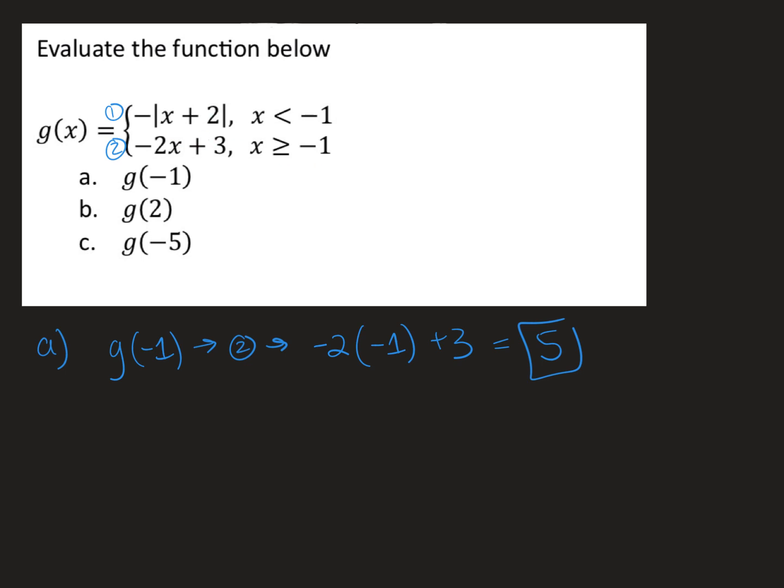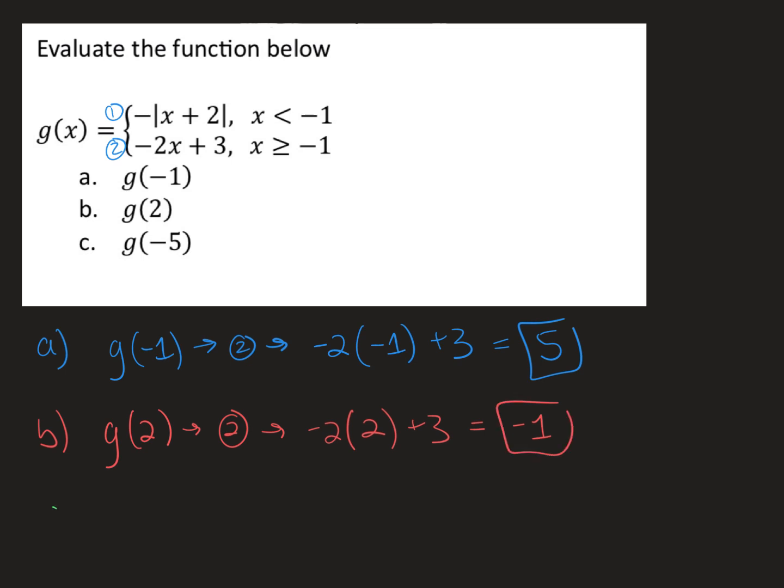So for the next example, part B, if we look at g of 2, where does 2 go in these inequalities that makes sense? Is 2 less than -1? No, but 2 is greater than -1. So again here, we will use equation number 2, or piece number 2. And this will be -2 times the 2 that is the x value now, plus 3, which is -1.